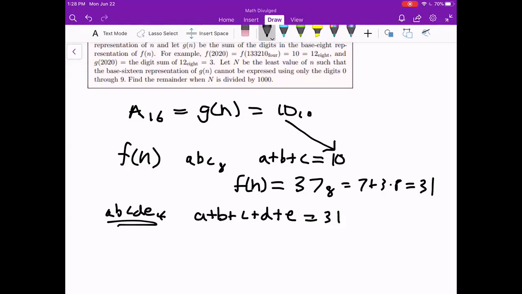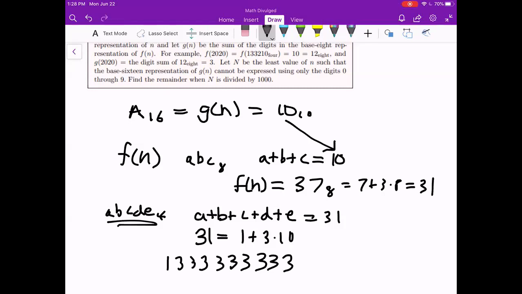So 31 is equal to 1 plus 3 times 10. That means in base 4, our smallest possible number is a 1 followed by ten 3s. Is that right? This is a total of 10 3s, and this is a 1. So if we add all this up, 1 plus 10 times 3, that's equal to 31. And again, this is in base 4. So if this is the smallest number which satisfies the conditions given in the problem, then all we have left to do is just convert this to base 10.